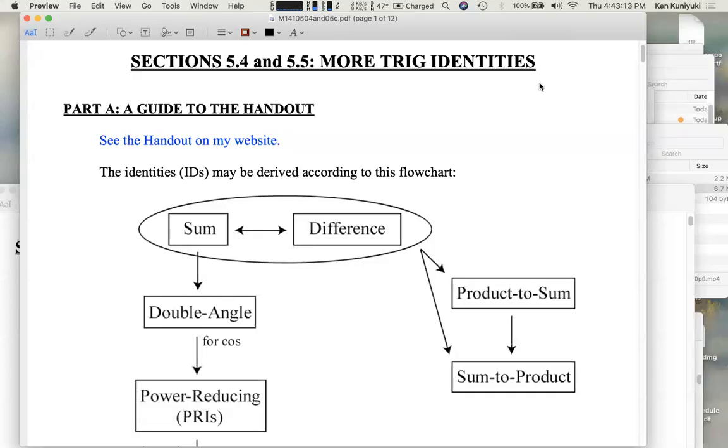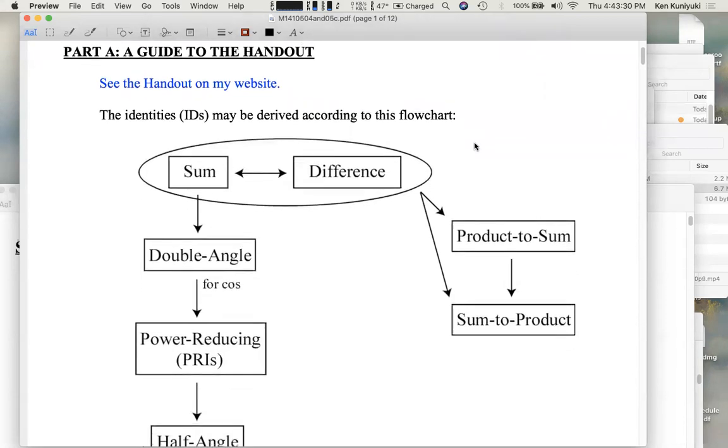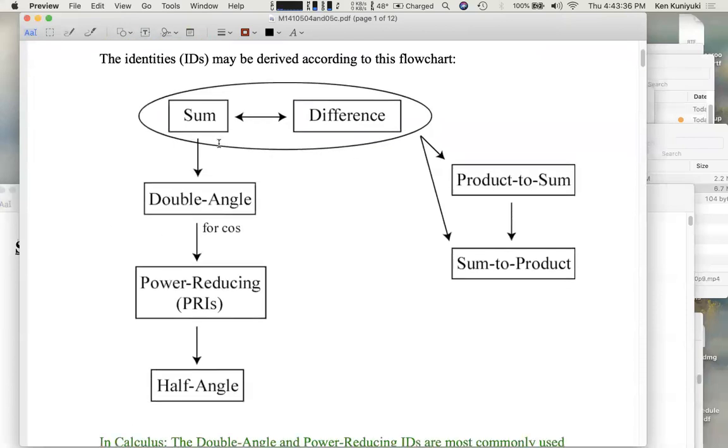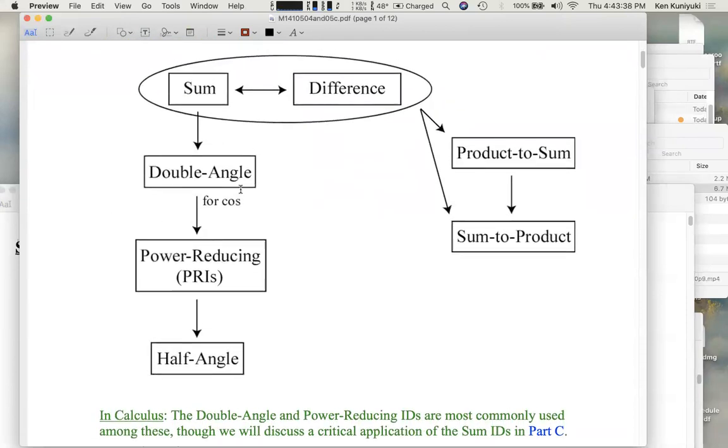Hi everyone. Sections 5.4 and 5.5 will cover a bunch more trig identities. I'm going to require you to know or figure out 19 and be able to use 8 more. So 19 plus 8, 27 total. So I have a separate handout. You can get it off my website also, and we're going to go over it. But here's the overall schematic.